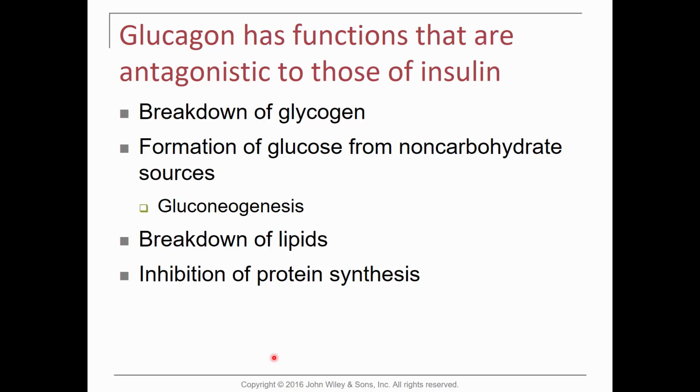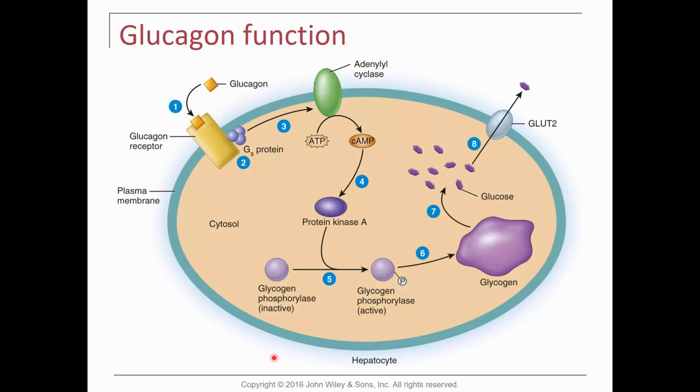So glucagon has functions that are antagonistic to those of insulin. Insulin helps make glycogen. Glucagon helps break it down. Insulin prevents gluconeogenesis. Glucagon promotes it. Insulin causes synthesis of triglycerides. Glucagon causes its breakdown. Insulin promotes protein synthesis. Glucagon inhibits it.